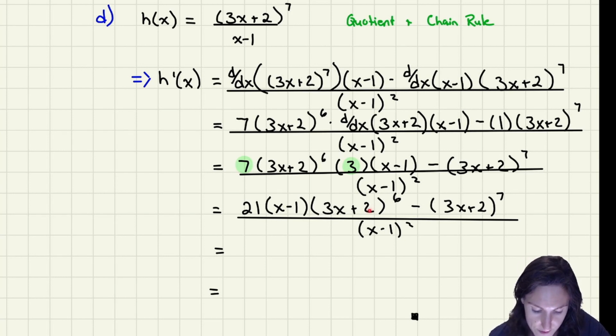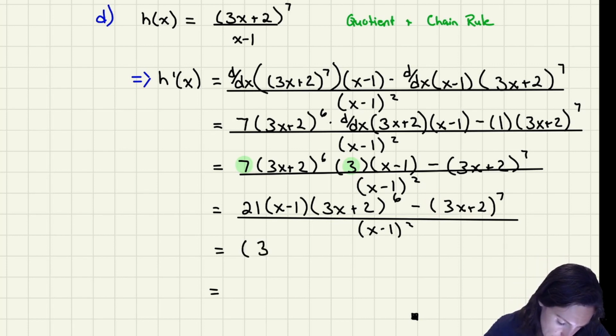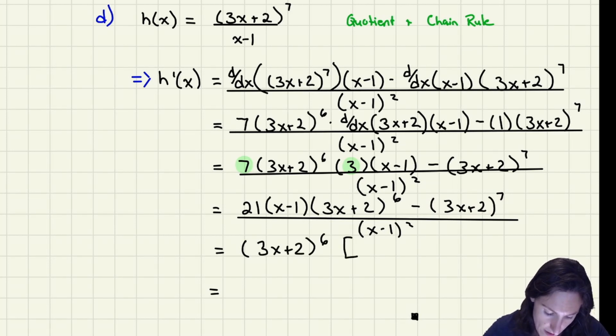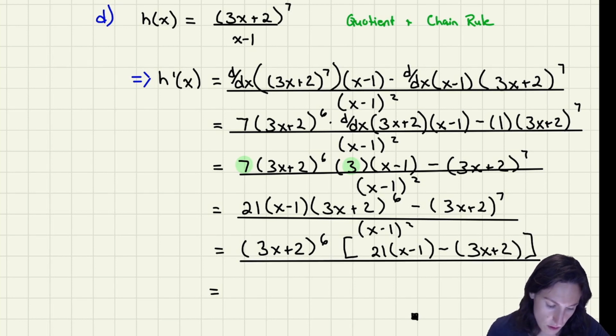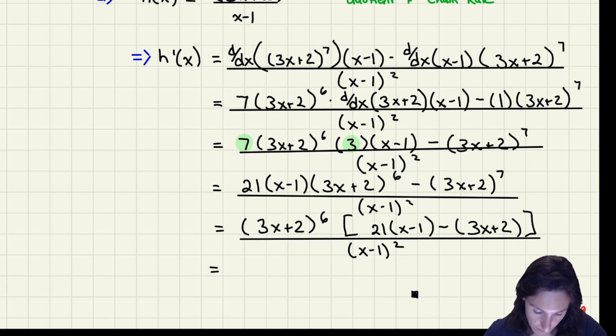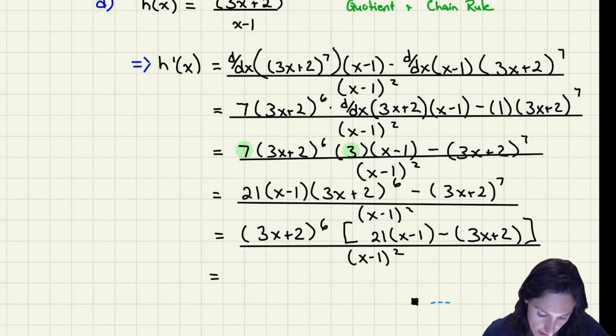Now, can we simplify this a little bit? So notice that we have 6 of these terms here and 7 of them here. So how about we take out all 6 from here, and I'll just have 1 left over in the second term. If I factor out my 3x plus 2 to the 6, so then what do I have left over? In the first term, I have 21 times x minus 1 here. And then I still have a minus 3x plus 2 left over for my second term. And then again, all divided by x minus 1 squared.